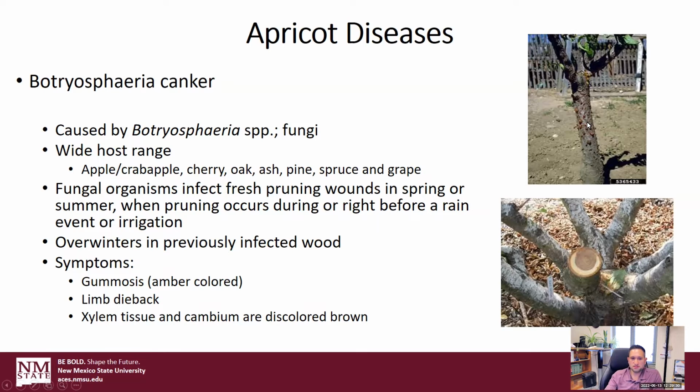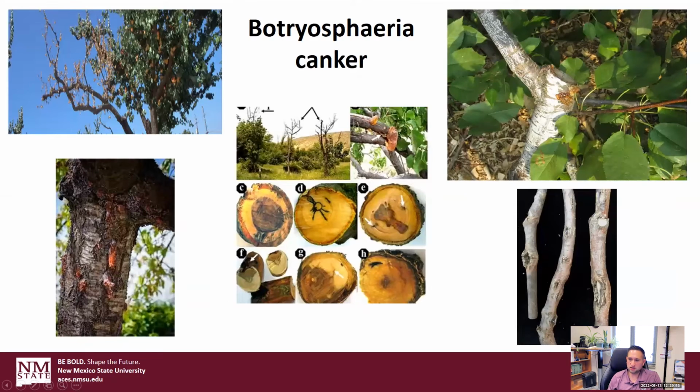Some of those symptoms, like this top picture, is gummosis. You can see this gummy amber colored ooze coming from the bark. You can get limb dieback, and the xylem tissue and the cambium are discolored brown, which you can see right here. And here are a lot of pictures of Botryosphaeria canker. You can actually see the cankers here. Once you do a cross section, you can see the infected tissue, more of that amber gummosis, and then you can get branch dieback as well.